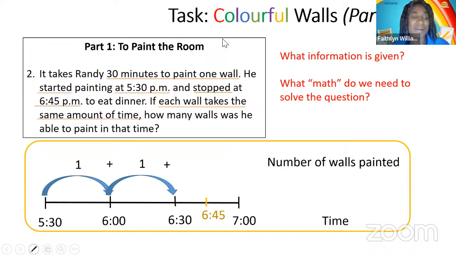Why should the person stop at a half, or why did the person stop at a half? Any takers? So I'm hearing them saying there isn't sufficient time to do a whole wall based on the time that's left between 6:30 and 6:45, and they're saying he can only paint a half of a wall in that time. That's what the person said, Miss Williams. That's what I heard. Yes.